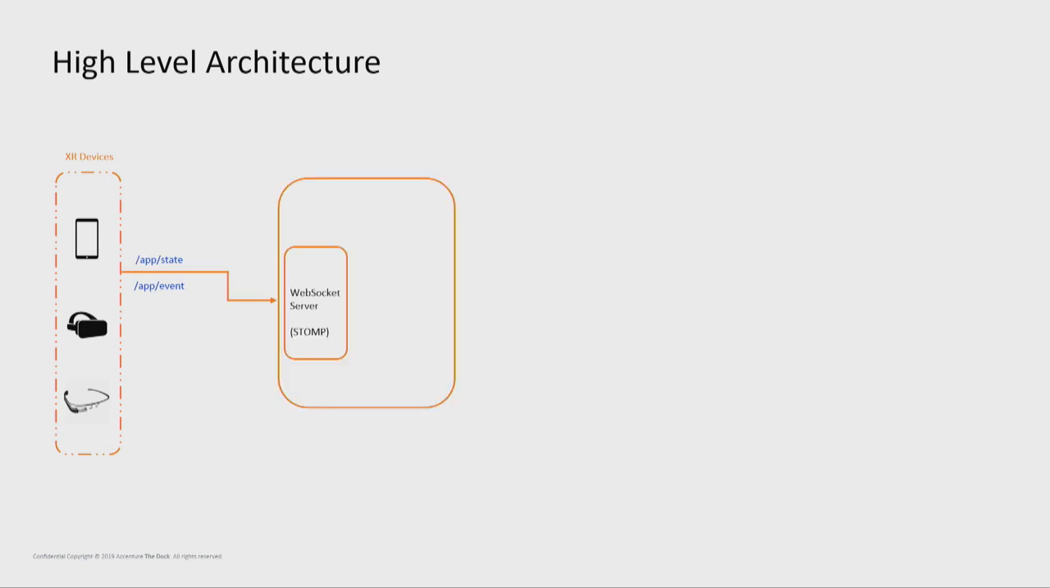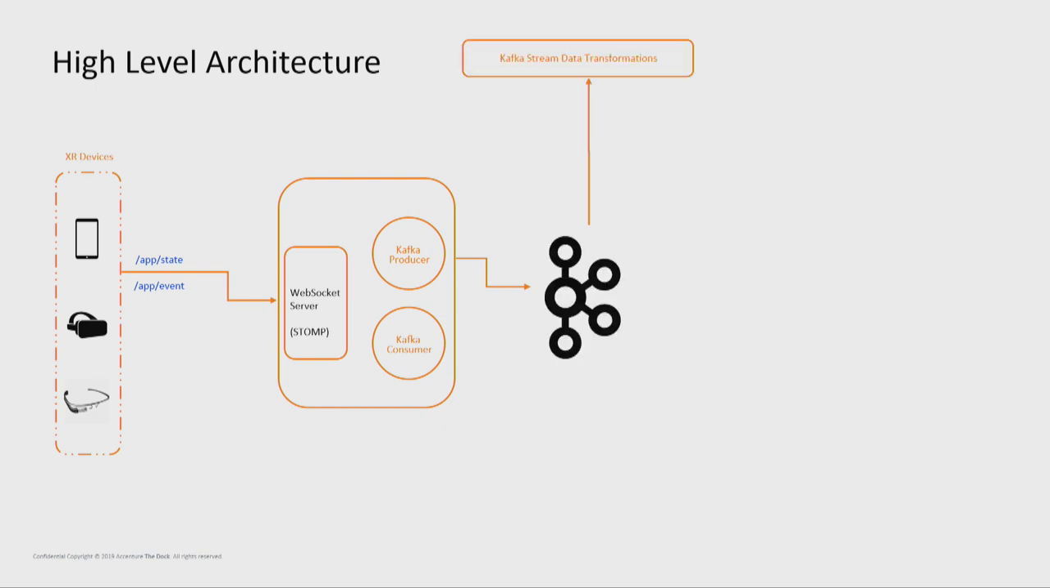The stream flows from the XR devices over state and event endpoints. It connects to our WebSocket server, which has an integrated Kafka producer and Kafka consumer. Then the Kafka producer pushes the data to the Kafka cluster. And then we do some data transformation to handle the sessions. And we are using Kafka Connect to serialize all this data in our master database, which is always going to be append only. And we never change that, actually.